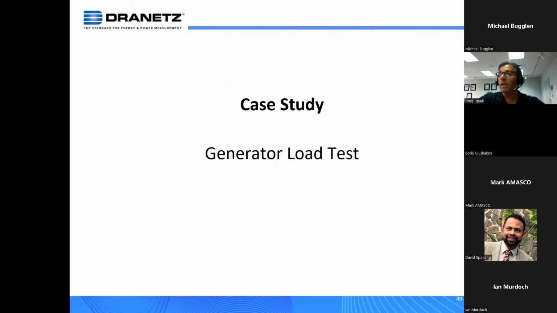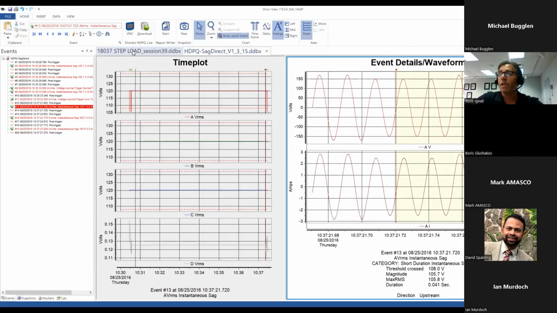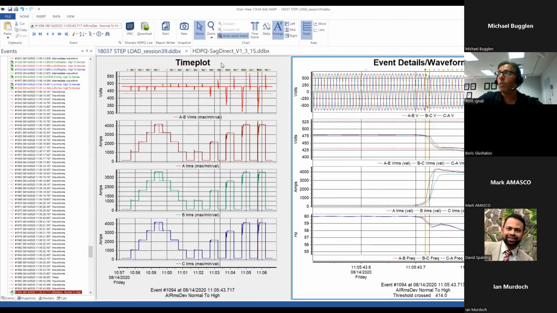Okay, last but not least, we're going to share a case study, and it's going to tie some of this stuff together. This is a real world case study, and I'm going to share DranView again. I'm going to change tabs. I already have it loaded here. We're going to talk about a generator testing application. You can see a whole bunch of variations here, and it ties together some of the terms and certainly the analytical techniques that we used before.